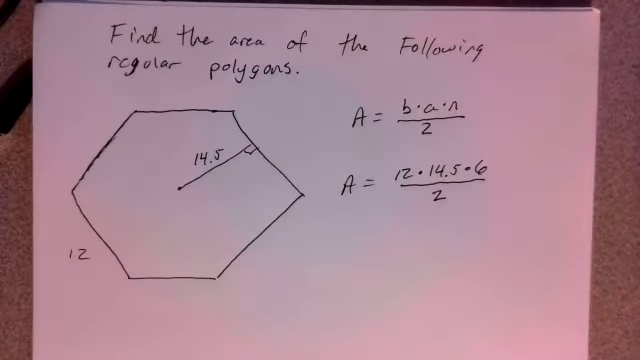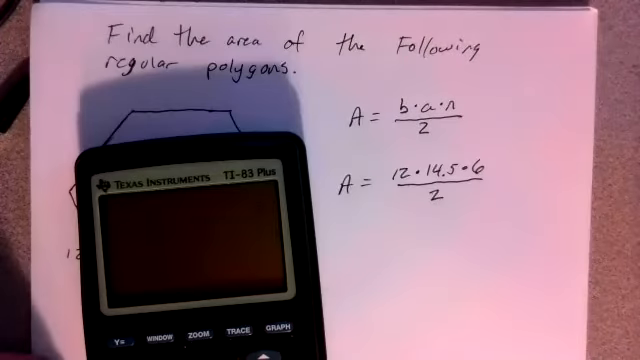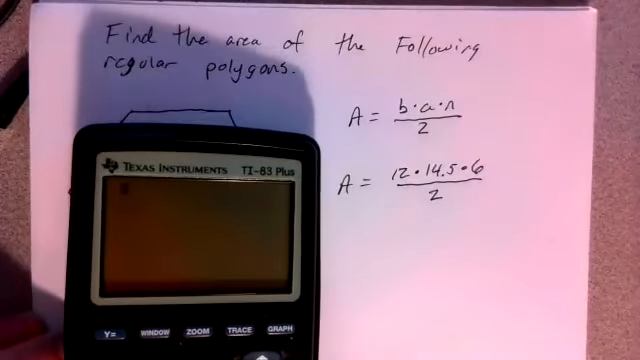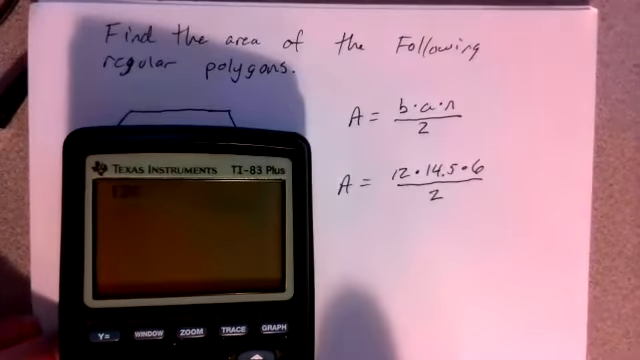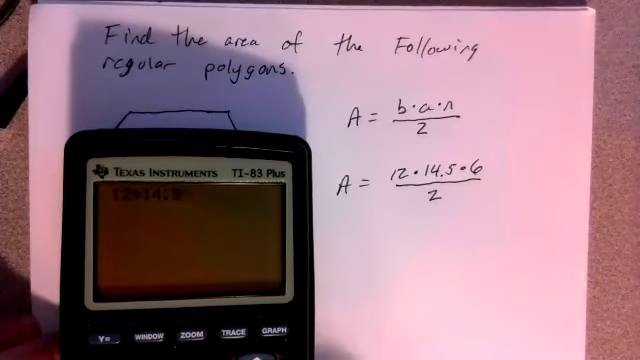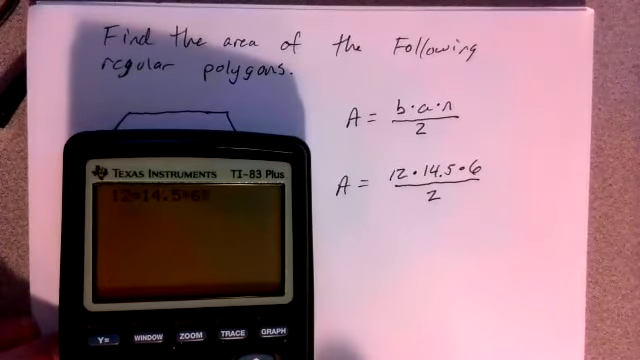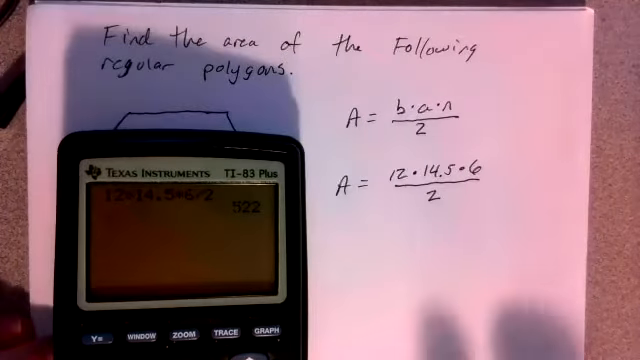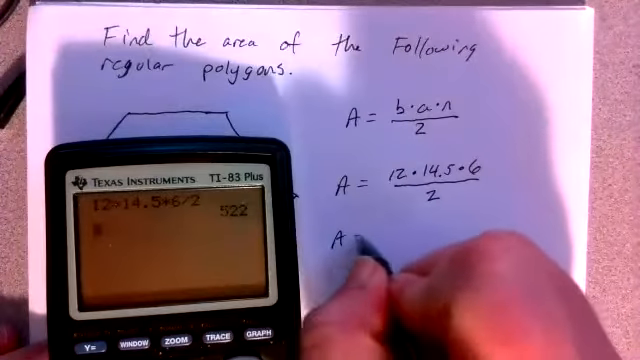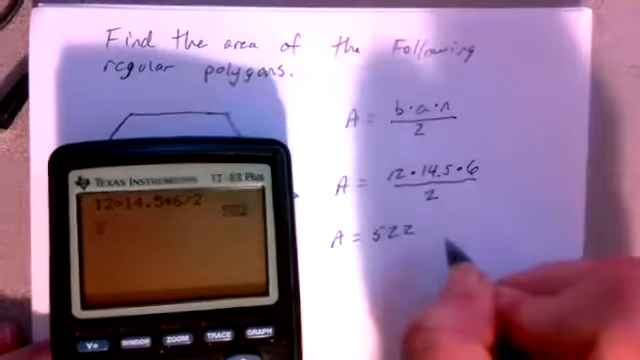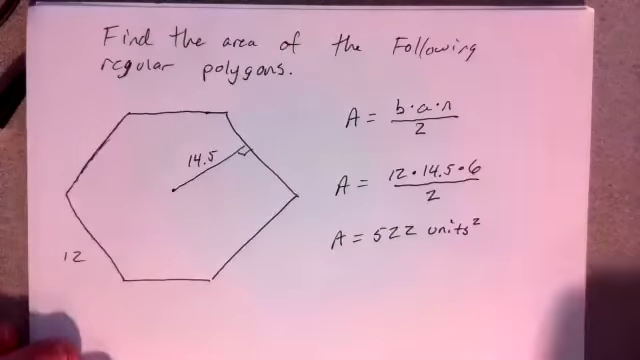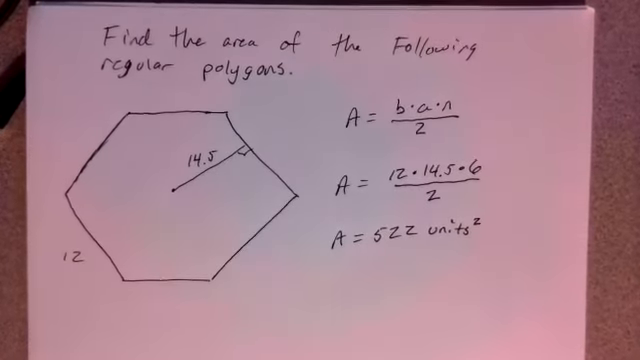Now I can get my calculator out and just plug all this into my calculator. So in my calculator, I can type 12 times 14.5 times 6, all that divided by 2, and we get 522. So the area is 522 units squared. All right, let's try another one.